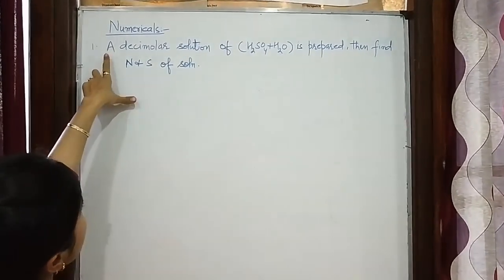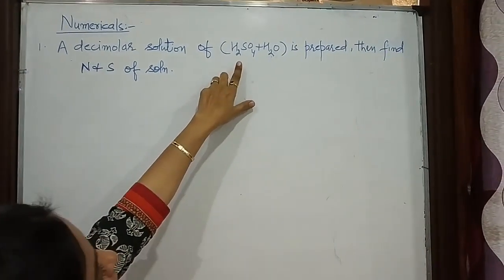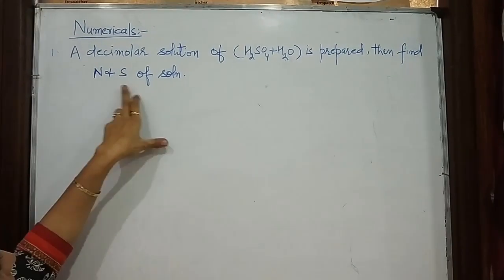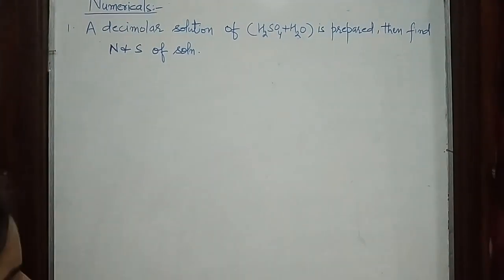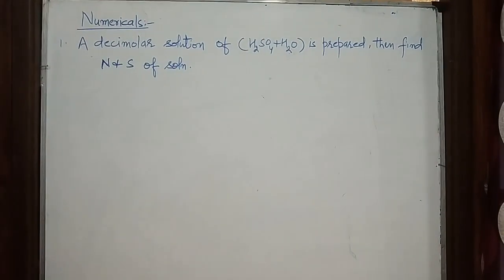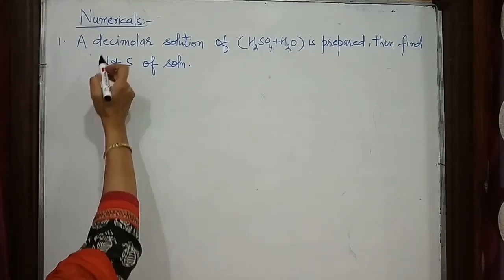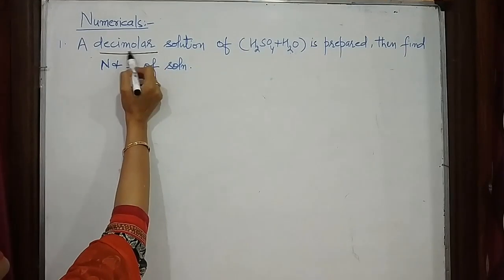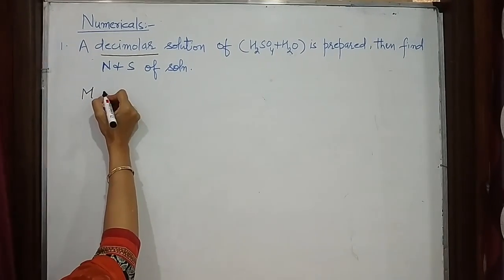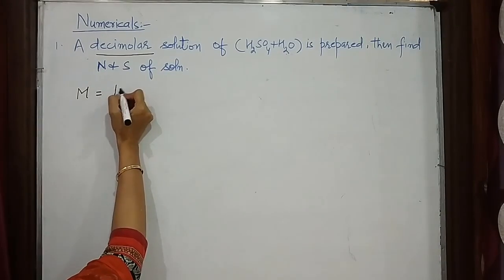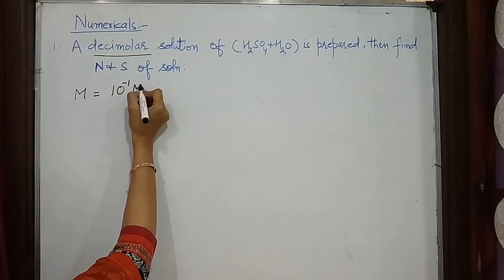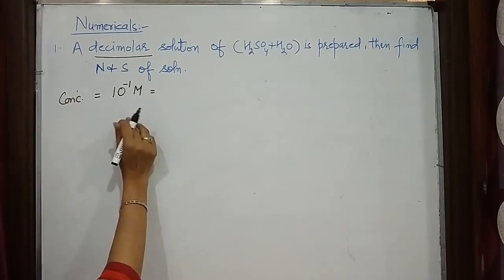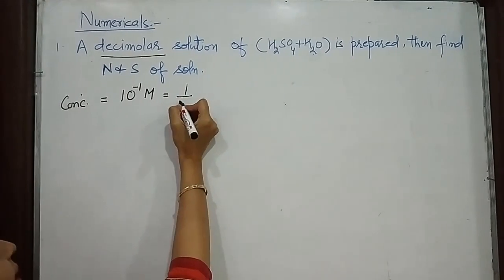First numerical is, a decimolar solution of H2SO4 and water is prepared. Then find normality and strength of solution. This is the simplest numerical. So first of all, what do we do? It has been mentioned here, decimolar solution. It means molarity of solution is given, and that is decimolar, means 10 raised to power minus 1 molar. Or you can say concentration of solution is given, which is 10 raised to power minus 1 molar or 1 by 10 molar.